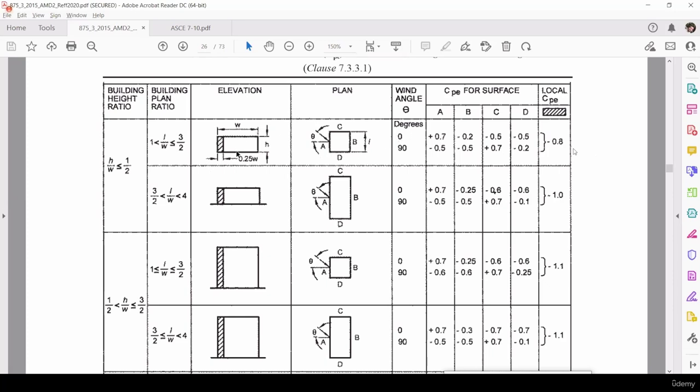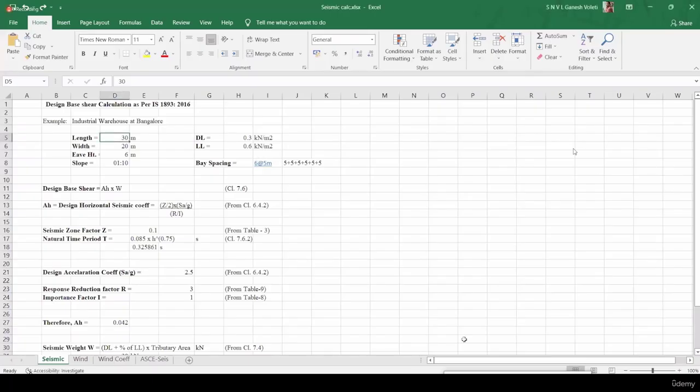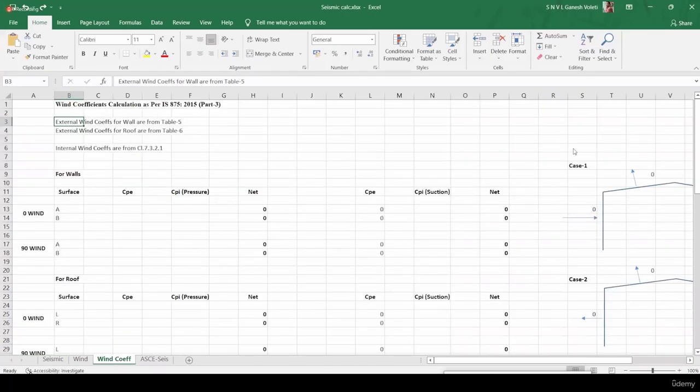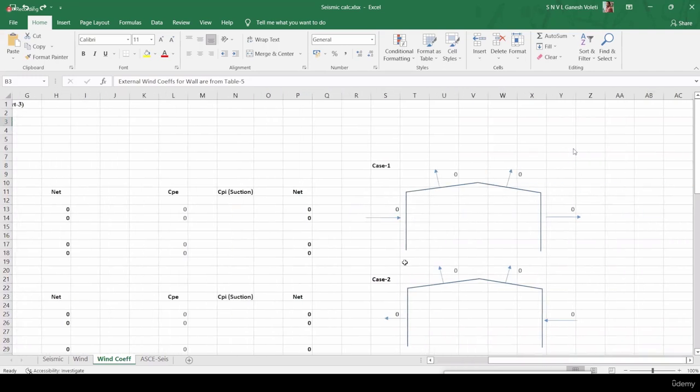So next, elevation. What is the height of the building, the width of the building we have seen. Okay, so in this plan, A surface, B surface, C surface, D surface are there. So what are these surfaces? Suppose A surface, this is the width of the building. Along the width of the building, two sides, one side is A, one side is B. Suppose, for example, I'm showing you here. So if the frame is like this, this is A surface, this is B surface.